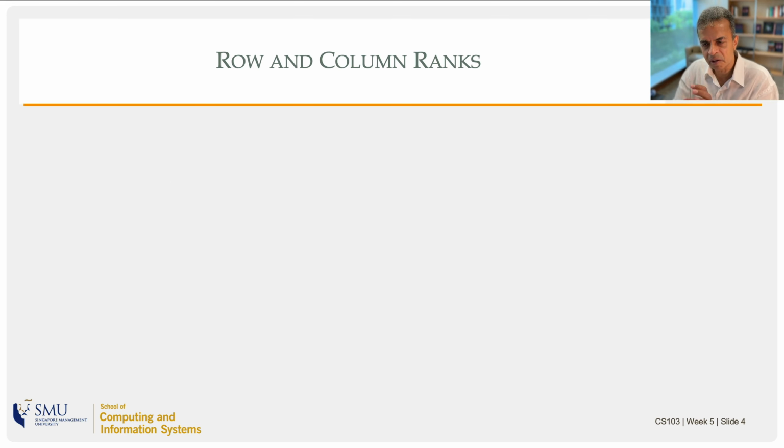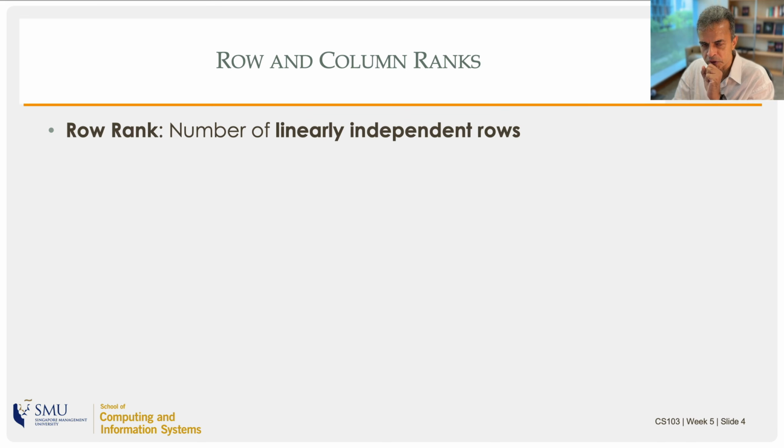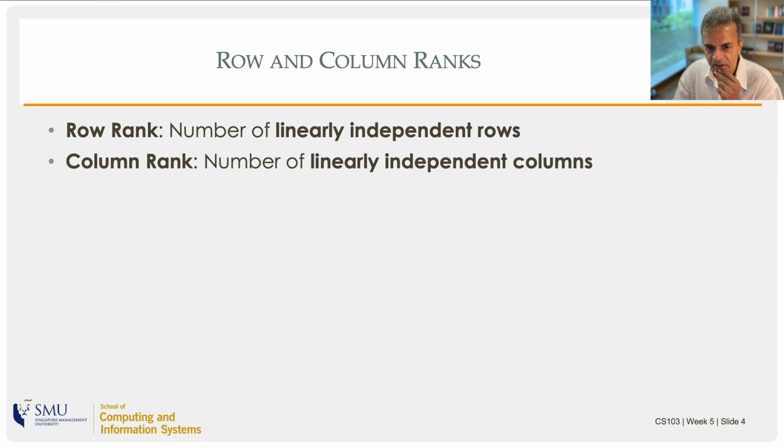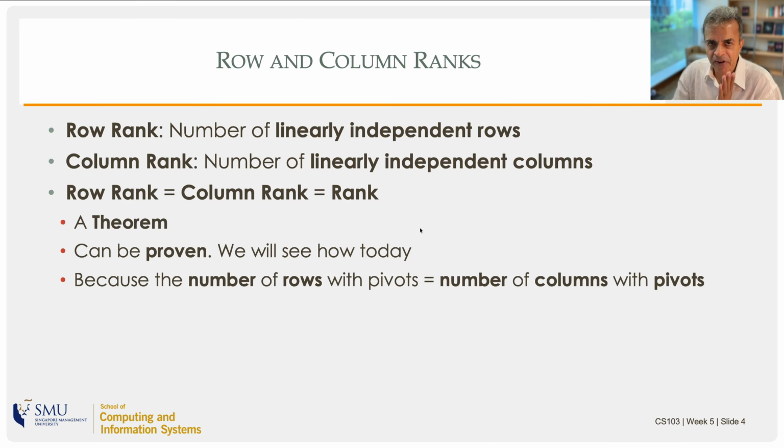So since we are talking about the number of linearly independent rows, we can call that the row rank. Then similarly, you can think of having a column rank, which would be the number of linearly independent columns. Then there is a famous theorem in linear algebra that says the row rank is the same as the column rank, so we just have to talk about the rank. If you look at it from the perspective of the rank being the number of pivots, you can see that the row rank will be the number of rows with pivots.